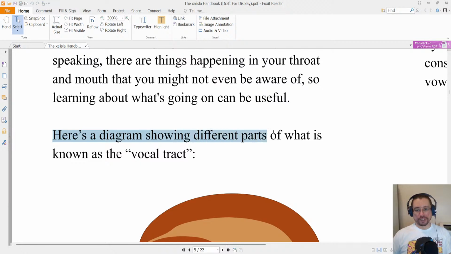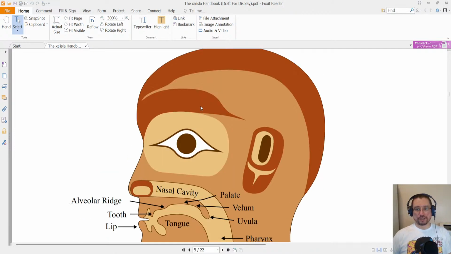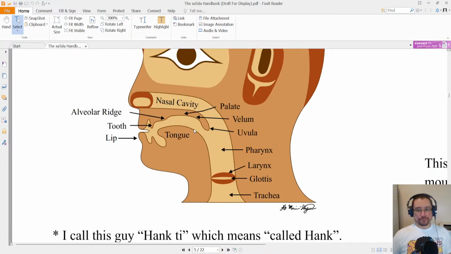Here's a diagram showing different parts of what is known as the vocal tract. So here is a head. Here's the tongue. We have the lips here, so the bottom lip and then the top lip. You have teeth, so your upper teeth, your bottom teeth are down here. We have a part called the alveolar ridge. That's this part here. It's kind of a bump behind your upper front teeth.